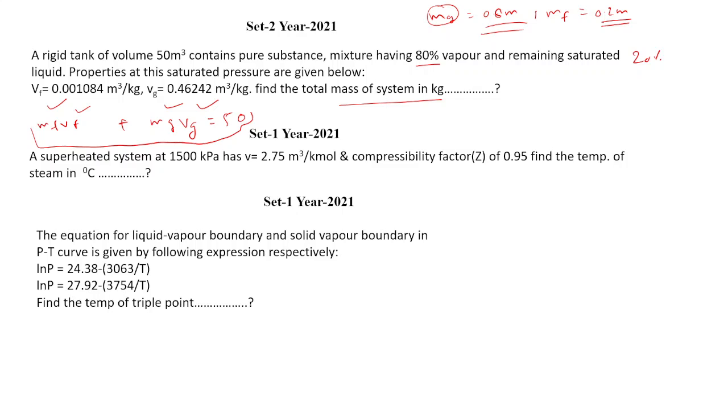If anyone is not getting it, let me know. So 135 kg. It's a simple calculation, it would be around that only. Can anyone calculate and confirm this? It would be the same. Put mg as 0.8 m, mf as 0.2 m, and simply put it here. Mf, mg, vf you know, vg you know.